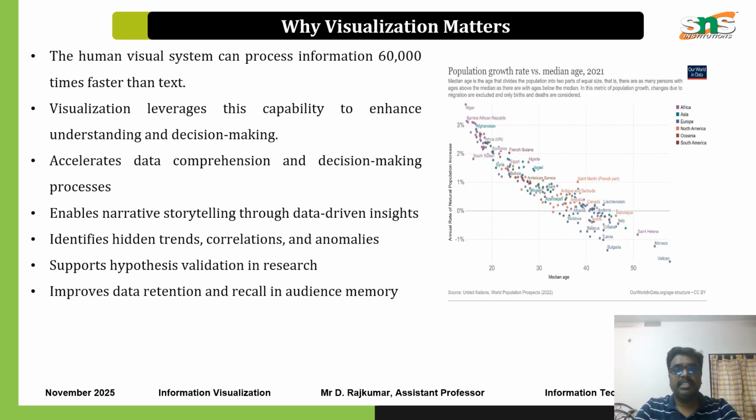Why is visualization very important? The human visual system can process information about 60,000 times faster than text. That is why we use a lot of images in visualization. Visualization leverages this capability to enhance understanding and the decision-making process. It also accelerates data comprehension and decision-making processes. It enables narrative storytelling through diverse data-driven insights.